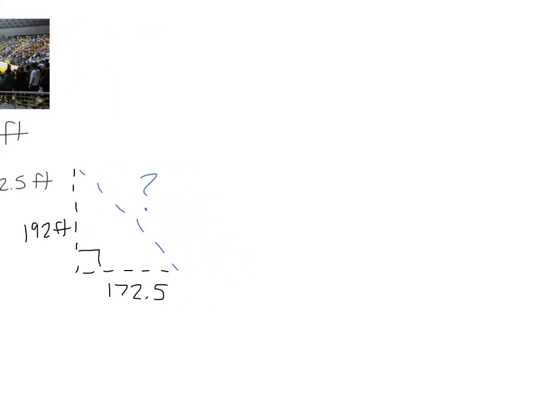Well, it's a right triangle. I want to know the height. And in this case, the height is this side right here, which is directly across from the right angle. Therefore, we're finding the hypotenuse. So I need to use the Pythagorean Theorem.